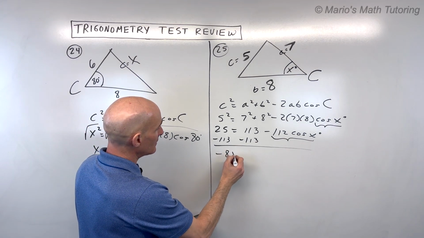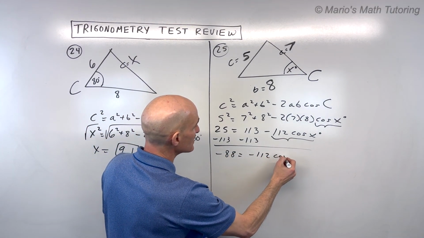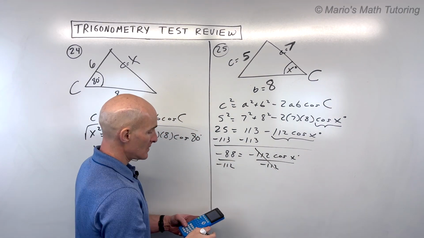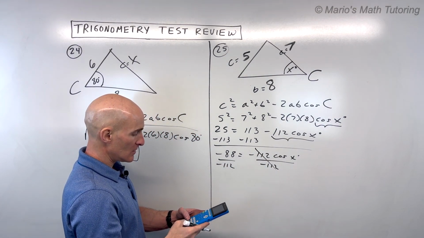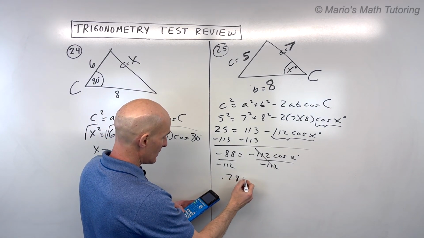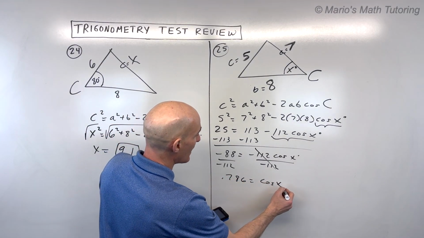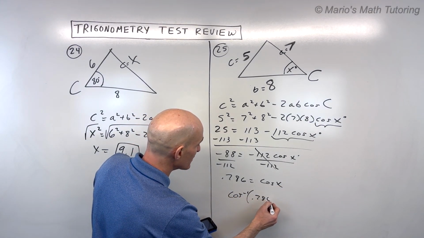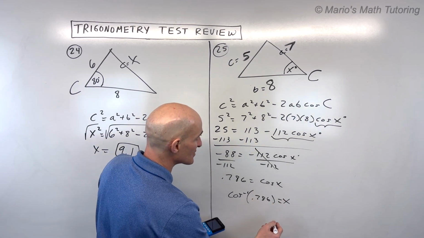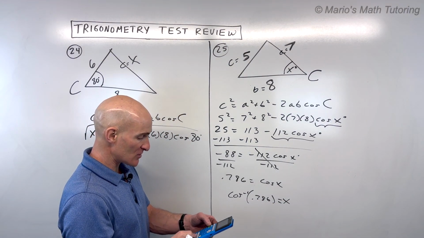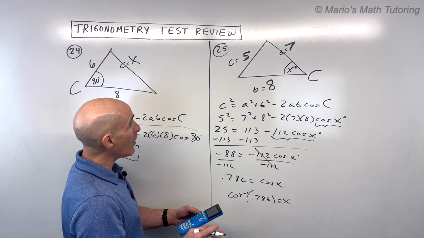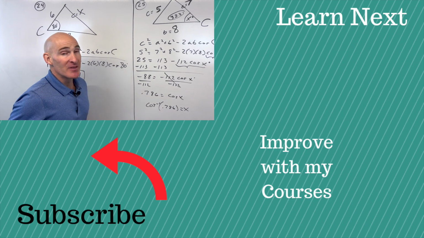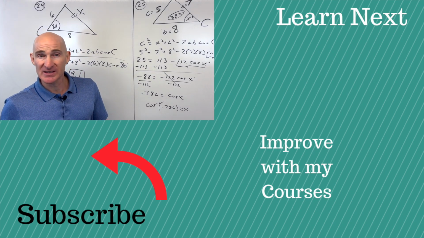That's negative 88 equals negative 112 cosine angle x. Let's divide both sides by negative 112. Let's see what that comes out to. Okay, so it's about 0.786 equals cosine of x. But to solve for the angle, we're going to take the cosine inverse of 0.786, and that's going to give us our angle. So let's do that. I'm going to use the previous answer key here. So it's about 38.2 degrees.